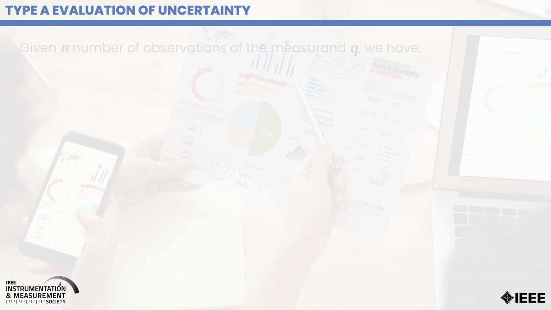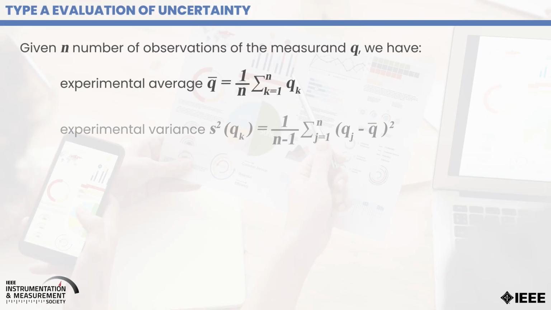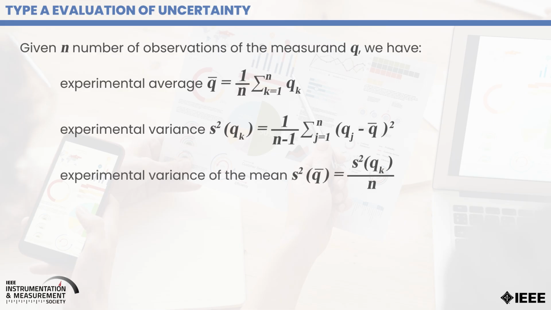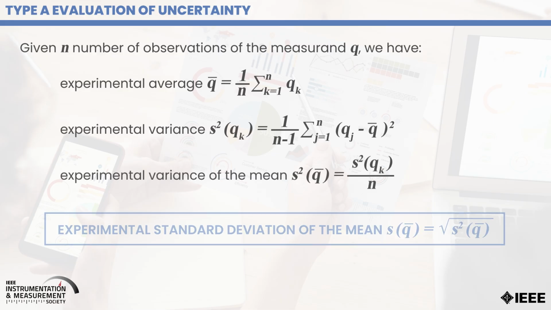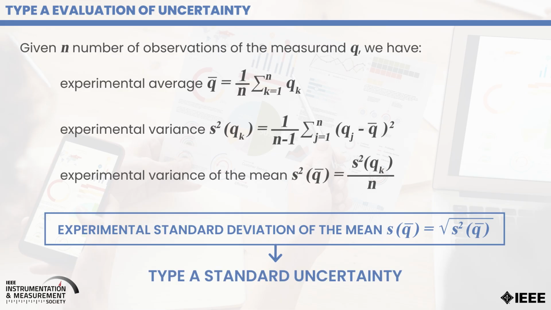The standard gives us two evaluation methods, type A and type B. If we have already made a number of observations, so more than just one observation, then we can use type A evaluation method, which says that the type A standard uncertainty is basically the experimental standard deviation of the mean. And that's it, that's our type A standard uncertainty.